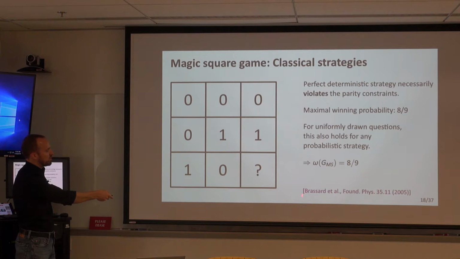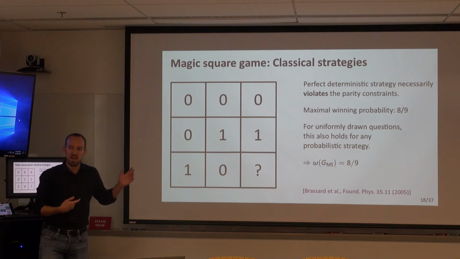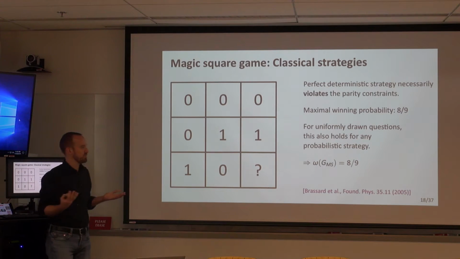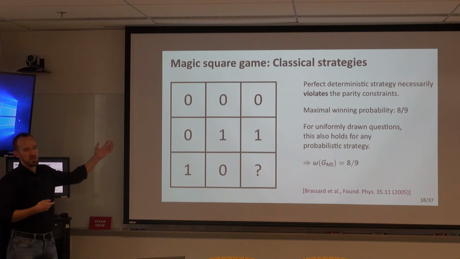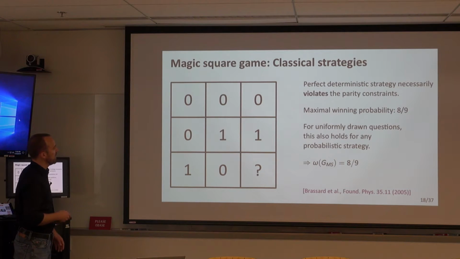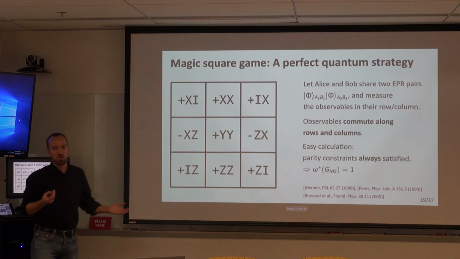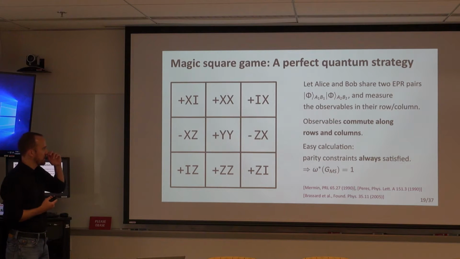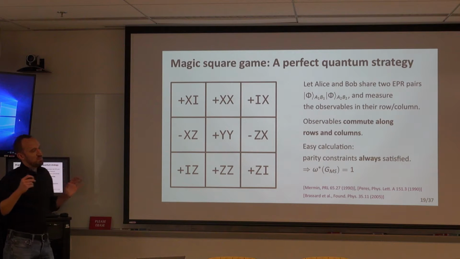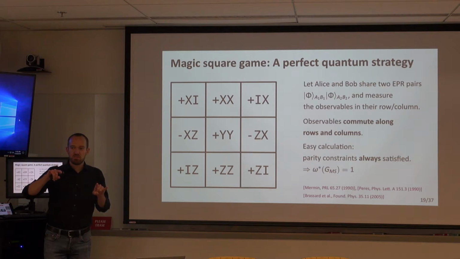But anyways, what Gilles Brassard et al. proved is that for uniformly drawn questions, also probabilistically, 8/9 is the best that you can do classically. Okay, so the classical value of the magic square game is 8/9. And the cool thing is now, there is a perfect quantum strategy for this. Okay? So the strategy works as follows. You give Alice and Bob 2 EPR pairs, and they each hold 1 qubit of each pair.